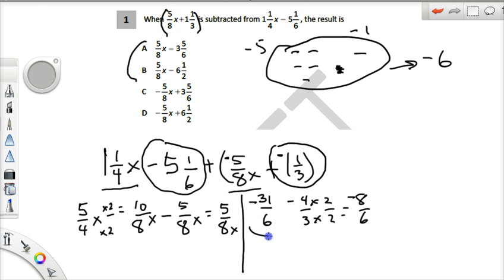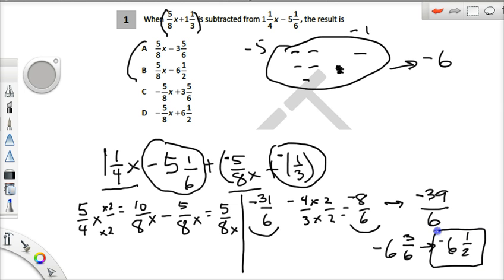All right, so -31/6 and a -8/6. Let's add these together. A -31 and a -8 is going to be -39/6. Okay, and 6 goes into 39 6 times with 3 left over. So we get -6 and 3/6, or you can reduce that to -6 and 1/2. All right, so let's look at it. Basically we had 5/8 x over here, -6 and 1/2, and that is exactly what we find here.